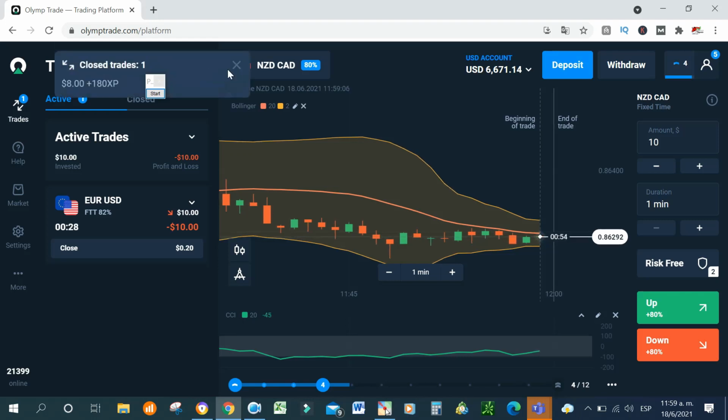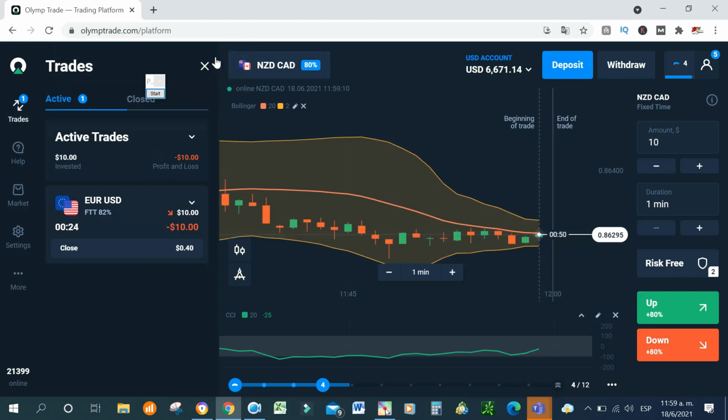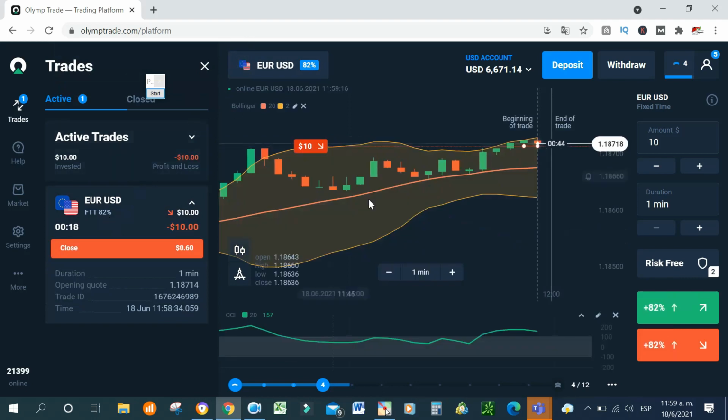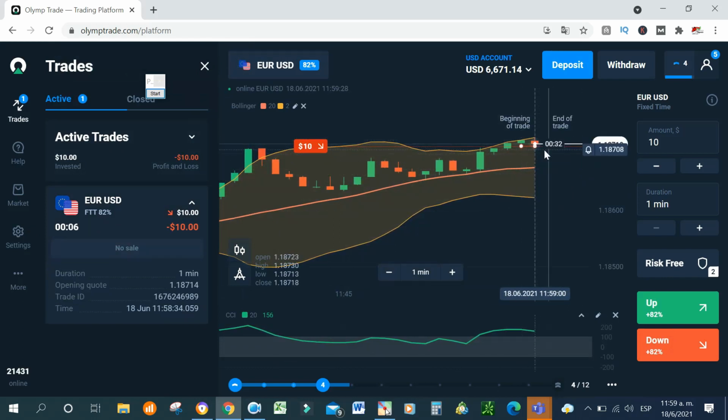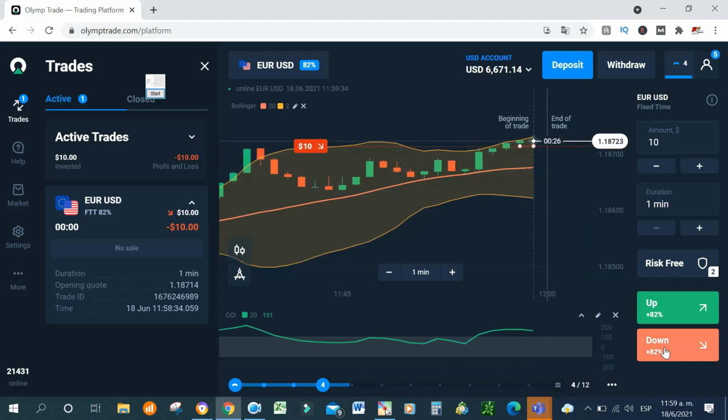So guys, as you can see, we just have to follow some rules to win with this strategy. It's not that hard, but we need to be patient. We need to be patient enough, okay, and try to take the entry at the very closing of the candlestick, because you can see here we took the entry late, and maybe because of that we lost this trade.